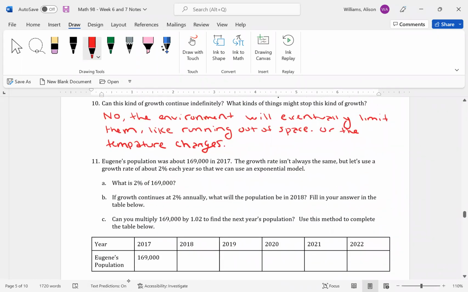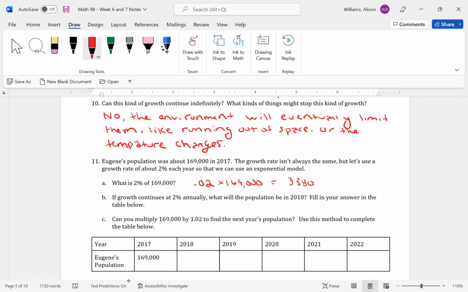Okay, so Eugene's population was about 169,000 in 2017. Now the growth rate isn't always the same, but let's just assume for approximation that it's growing by a rate of about 2% each year. So let's find 2% of 169,000. To do that, I'm going to take 0.02 and times it by 169,000. And I get 3,380. So that's how much it's going to grow by.